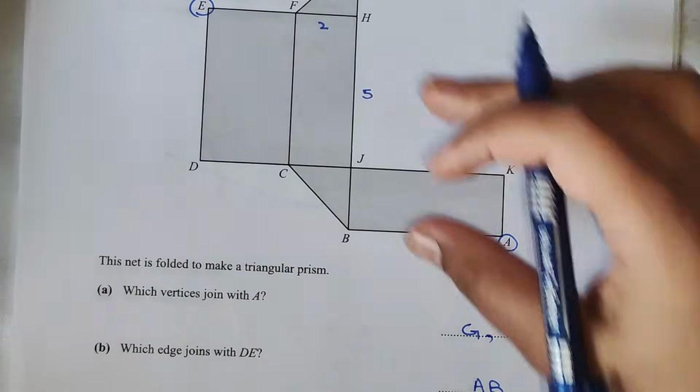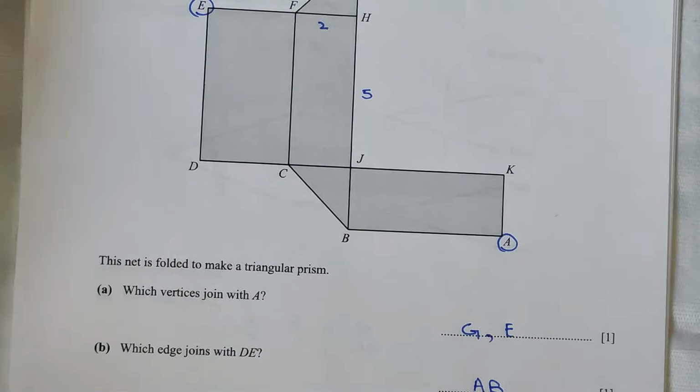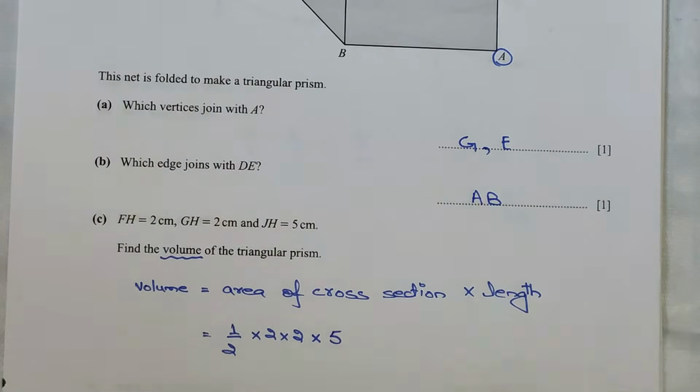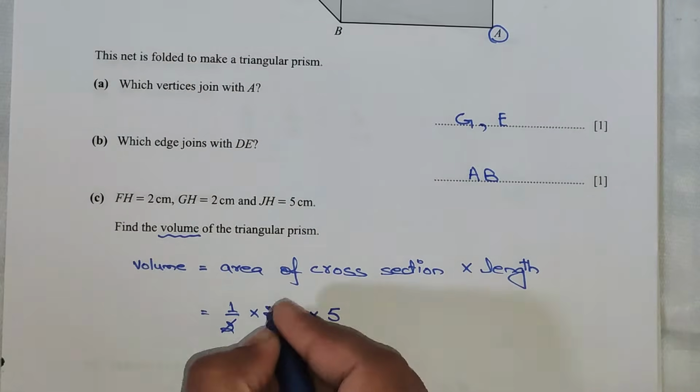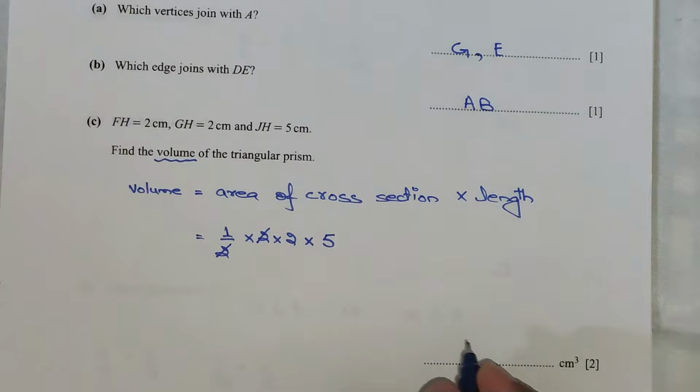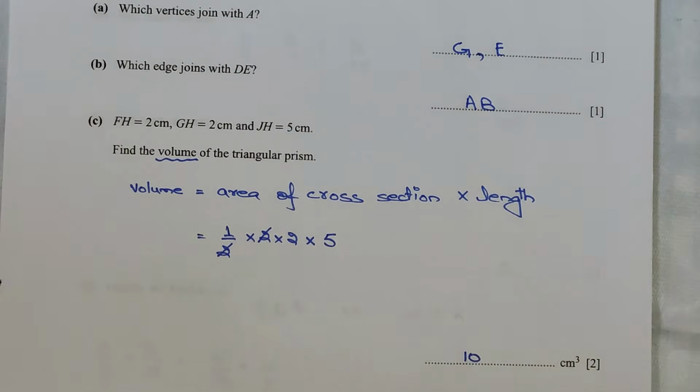So what is the length? The length is given to us, that is HJ, that is 5 centimeters. So times by 5. Let's simplify. 2 cancels with 2, and 2 times 5 equals 10. So the volume is 10 centimeters cubed.